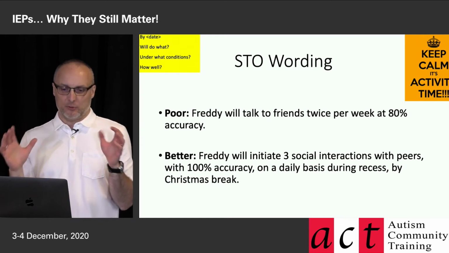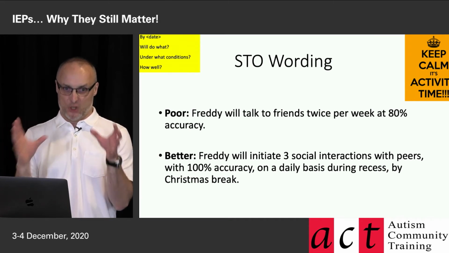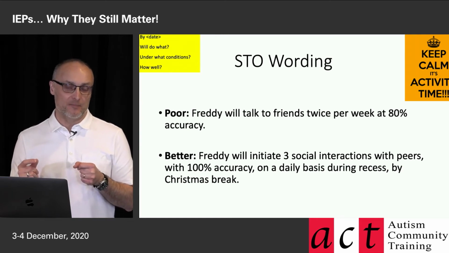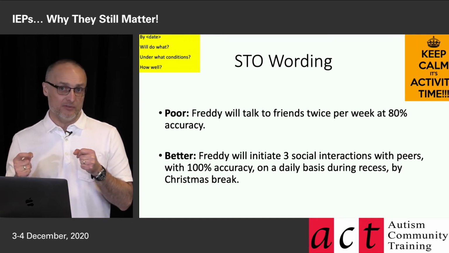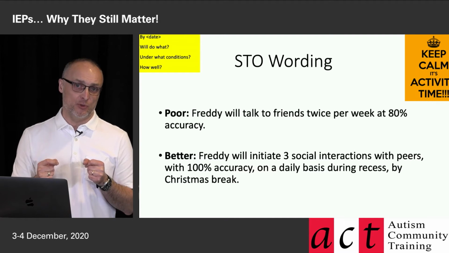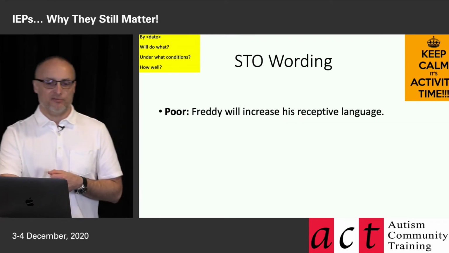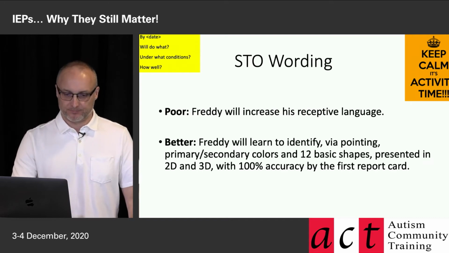That's okay. Sometimes people are a little weirded out by, wow, it's so specific. But that allows you to get it done and move on to the next thing. And that's the problem you want to have, is achievement and moving on and needing to come up with new goals as opposed to the end of the year and we haven't achieved any of the goals. Freddie will increase his receptive language.